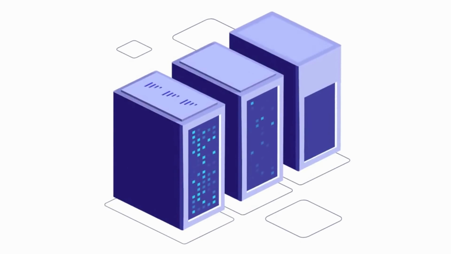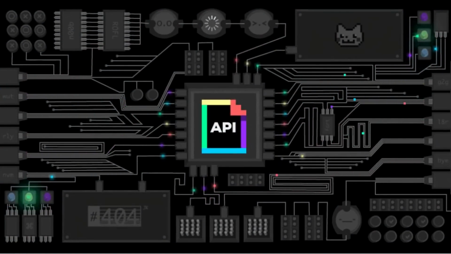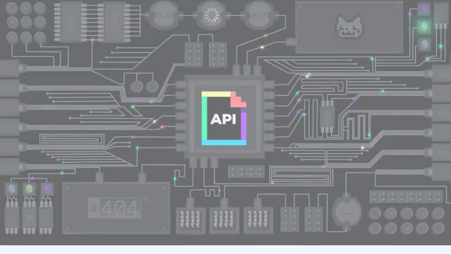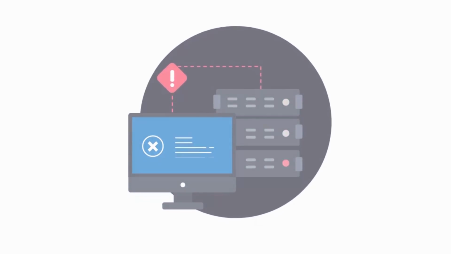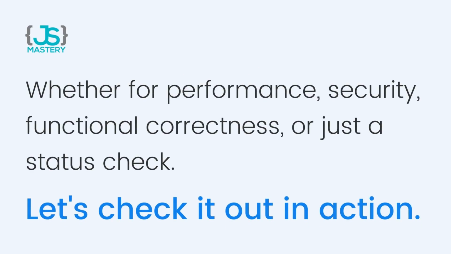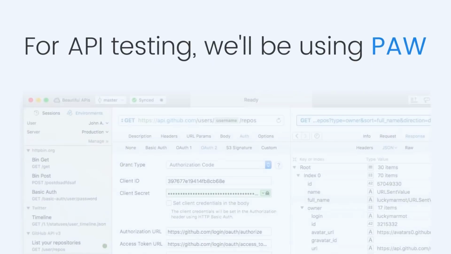While there are many aspects of API testing, it generally consists of making requests to a single resource or sometimes multiple API endpoints and validating the response, whether for performance, security, functional correctness, or just a status check. Let's check it out in action.